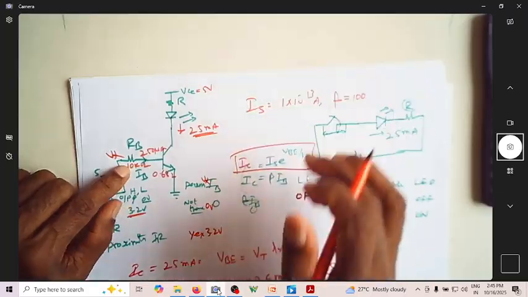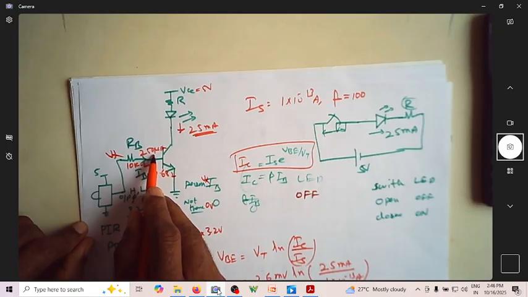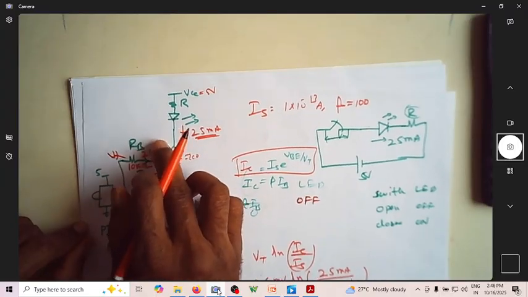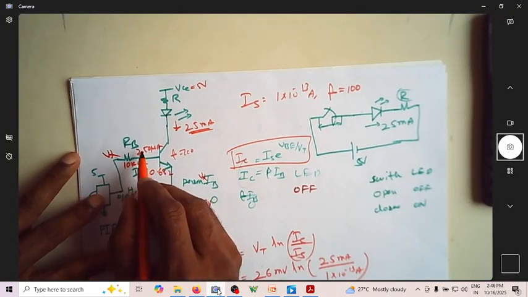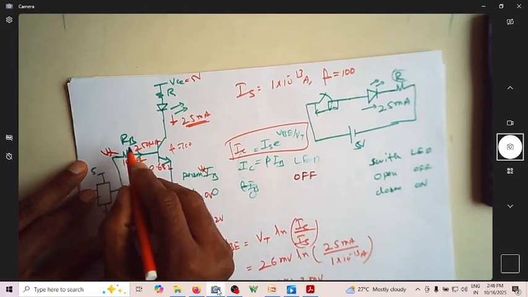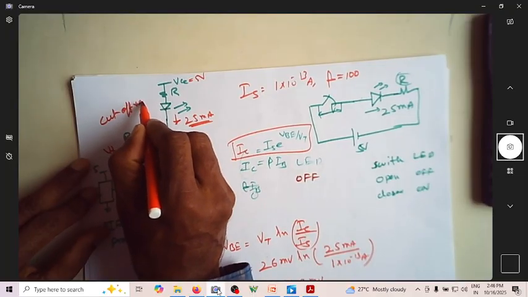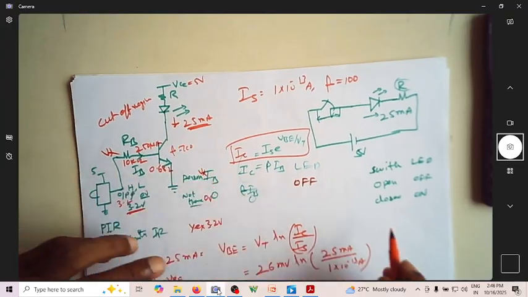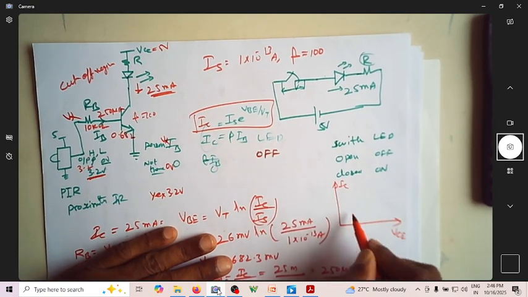If you connect 10 kilo ohm here, when the sensor output is high, you will get 250 microampere here. Since the beta of this is 100, I will get 25 milliampere flowing through this, and then this LED closes. So now we know that when the voltage is 0, the BJT is in cutoff region. When you have 3.2 volt, we know that this is VCE and this is IC. So this is your cutoff region where the IC is 0.